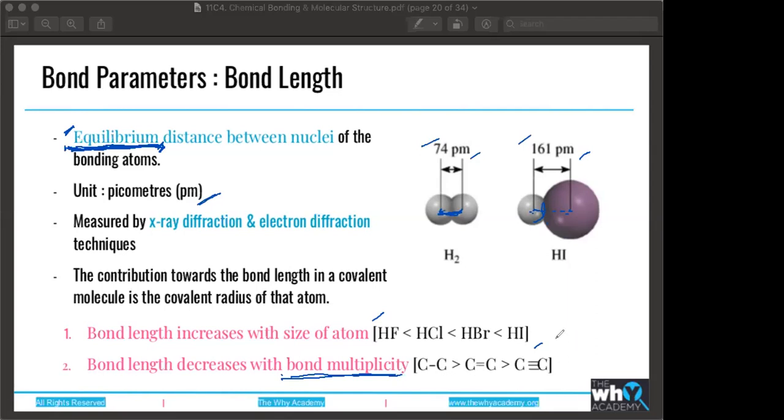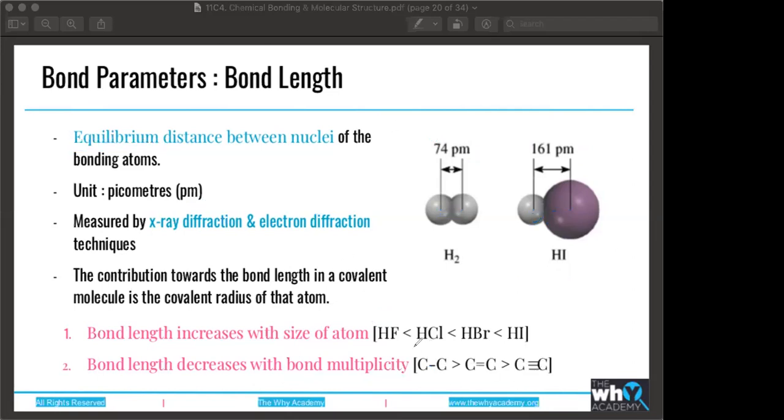Okay, makes sense? If you have multiple electrons being shared, then they'll have to be closer to one another because the electron cloud is more concentrated between the two atoms. So if you add one more electron pair, it has to be really close to each other. So all three of them are shared. As the bond multiplicity increases, bond length decreases. The atoms get closer to each other. So single bonds have the maximum bond length, followed by double bonds, followed by triple bonds.